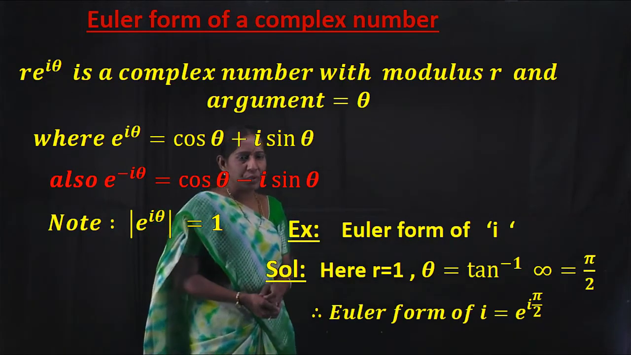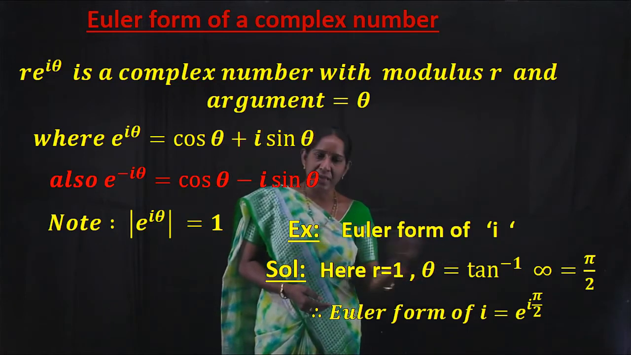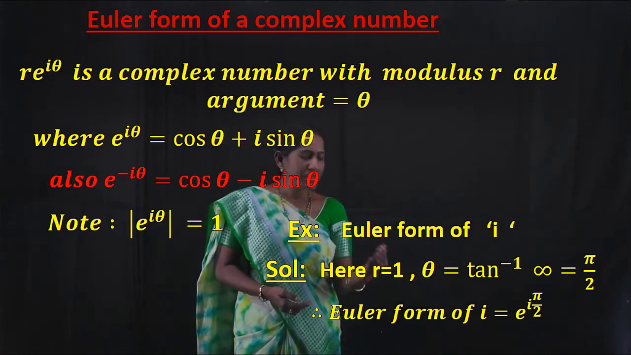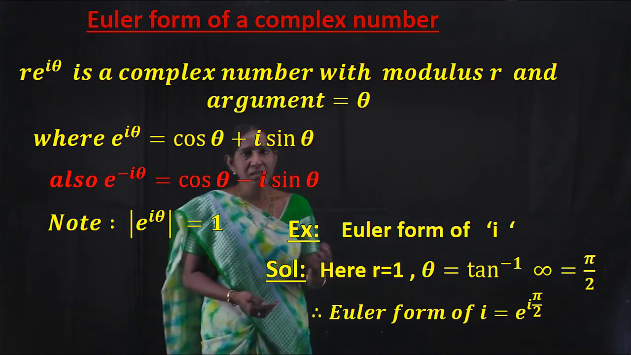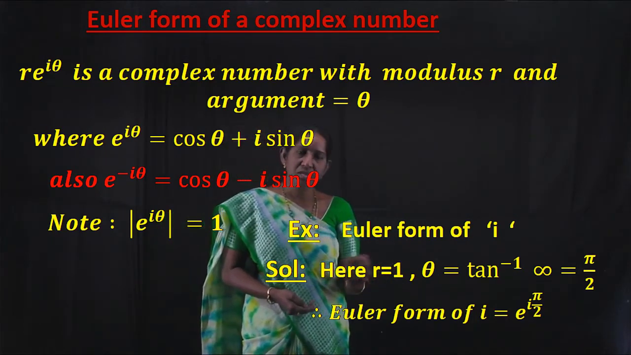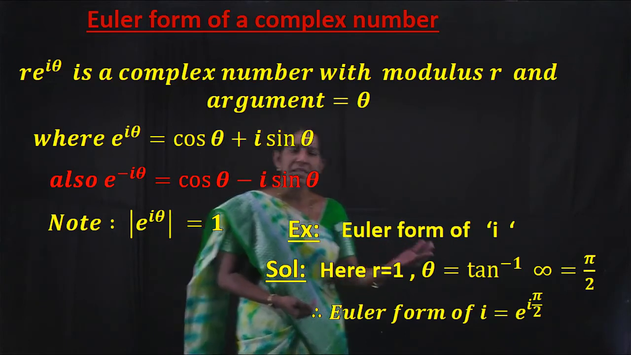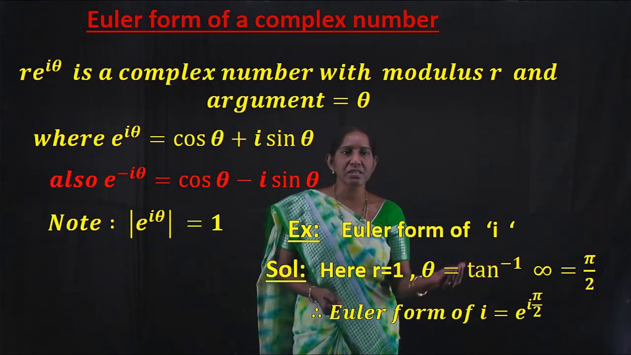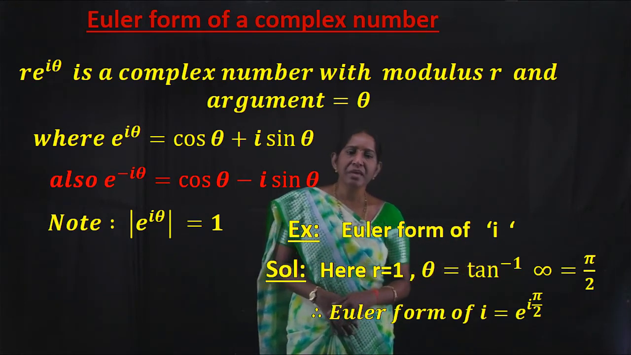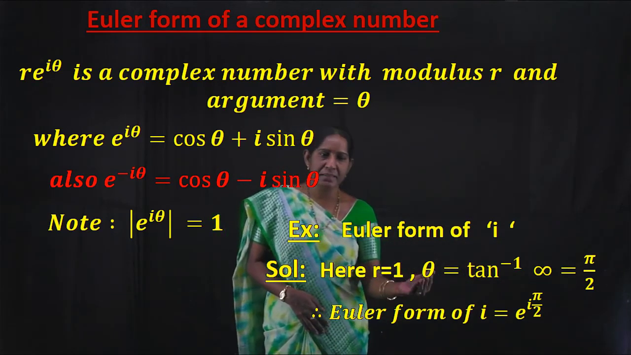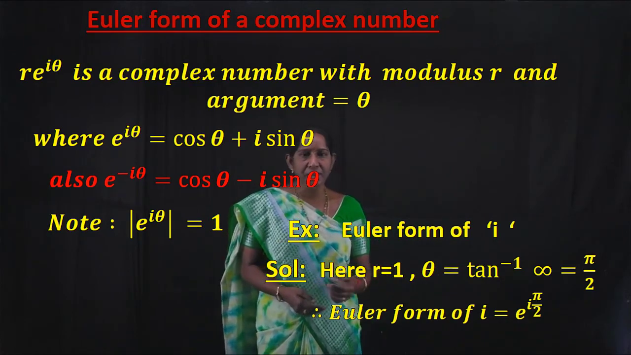See the example, Euler form of i. So here r equal to 1, x equal to 0, y equal to 1. r is the root of x squared plus y squared, so that value is 1. And theta is tan inverse of y by x, tan inverse of 1 by 0, tan inverse infinity. So that value is pi by 2. Therefore, the Euler form of i is e to the power i into pi by 2.